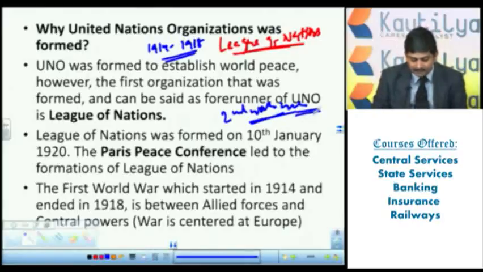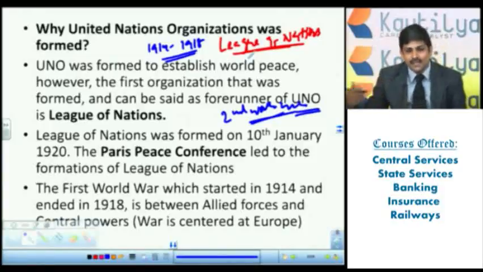Now we will see this in a chronological manner. UNO was formed to establish world peace. After the First World War, the League of Nations was established. The League of Nations was formed on 10th January 1920.